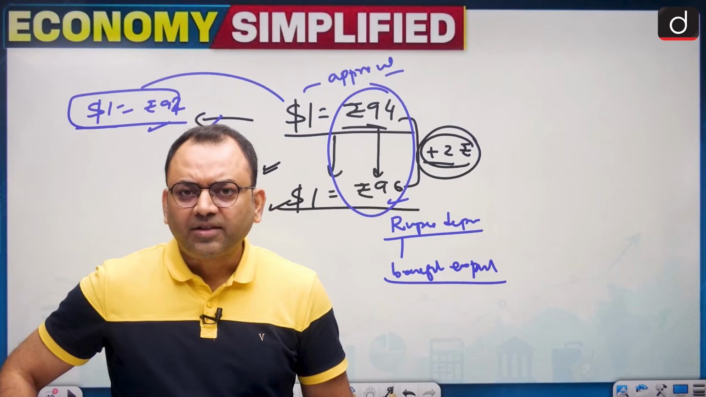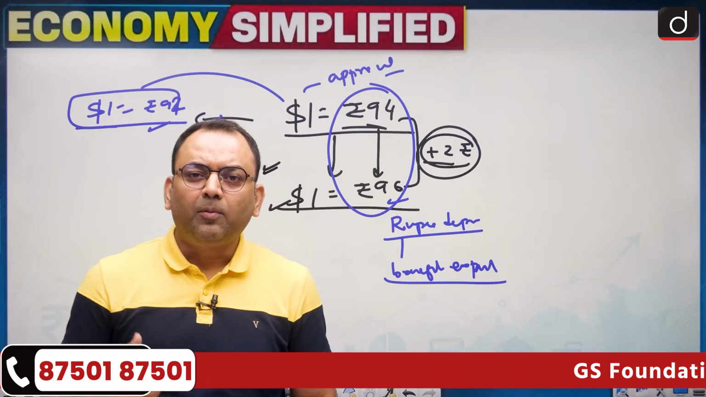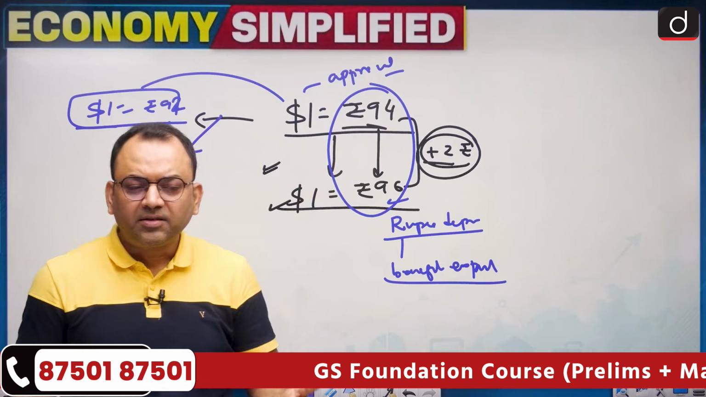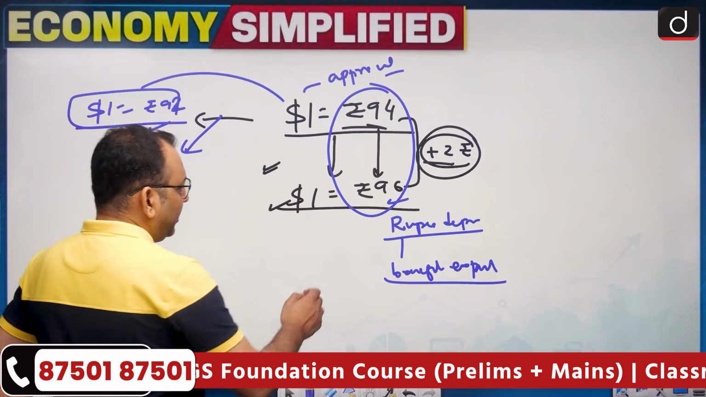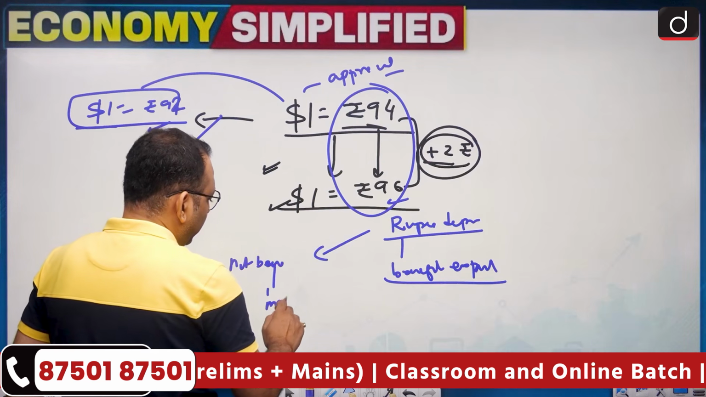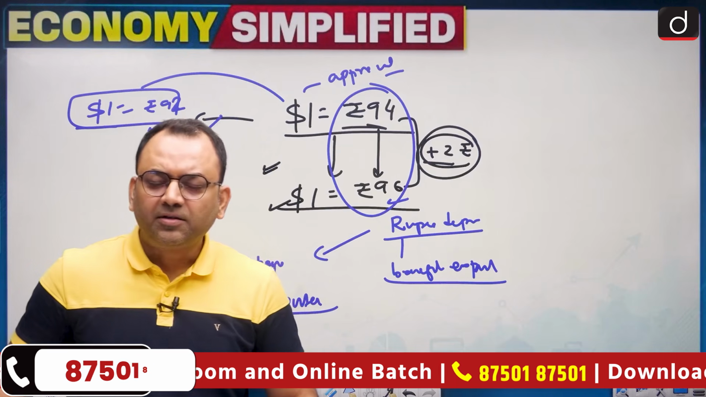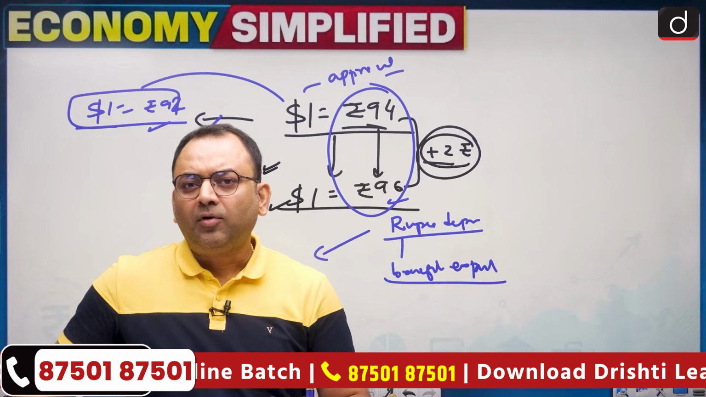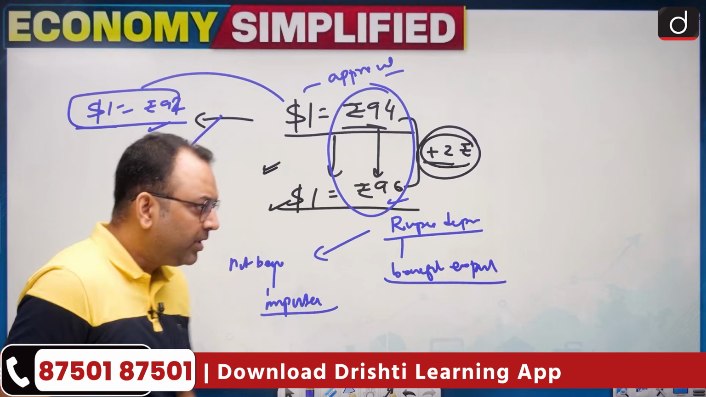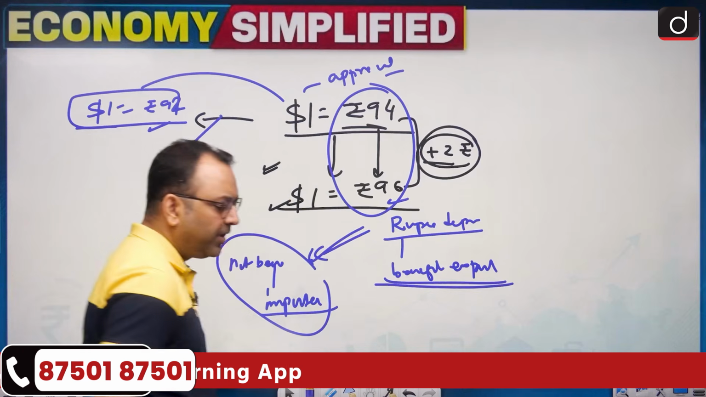commodity they have exported. But on the other hand, suppose I'm an importer, I import a commodity, I paid rupees 94 earlier, now I have to pay 96. So rupee depreciation is not beneficial to the importers. For the importers, this is problematic, this is costly. I import the same commodity, I pay more for the same dollar. So importers are at loss by depreciation, exporters are at benefit by depreciation.